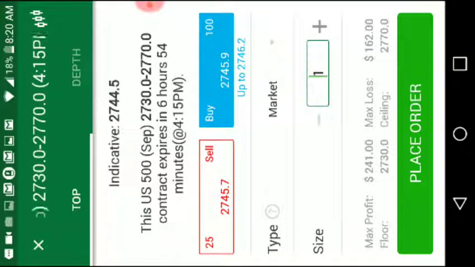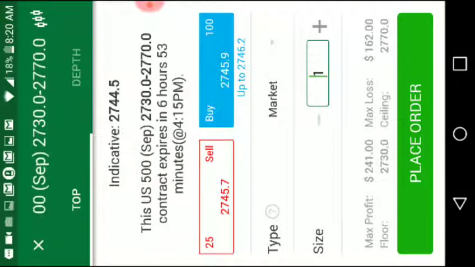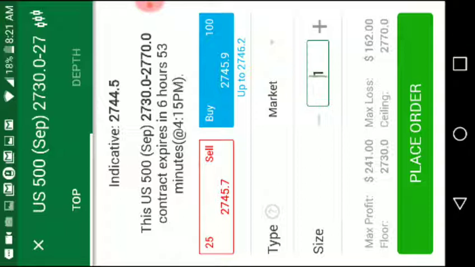Now, I'm going to place this trade, but because I have $162, that's the max I can lose. I don't have to stand for that. I can leave and close this trade out at any time and still have the same profit potential with $241. So I'm going to go ahead and take this position.